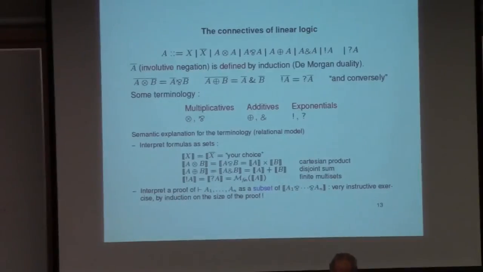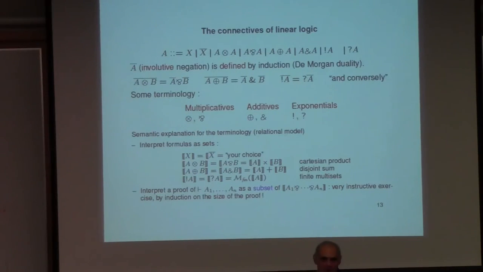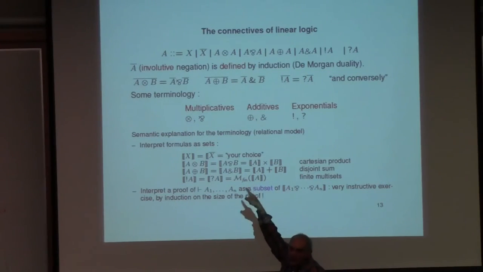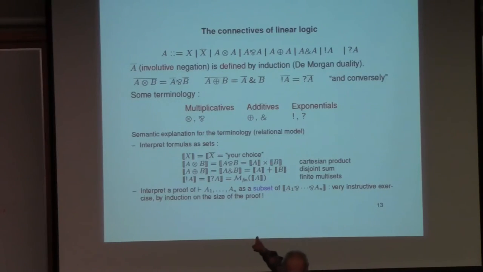So let me be now precise. The involutive negation is present in the syntax on atoms only, because for the rest, it is defined. So the dual of the tensor is the par of the duals. The dual of the plus is the with of, I don't know, there is a funny symbol there. Probably a misprint. So the dual of the plus is the with of the duals. The dual of the bang is the why not of the dual, and conversely, the dual of the par is the tensor of the duals, etc.